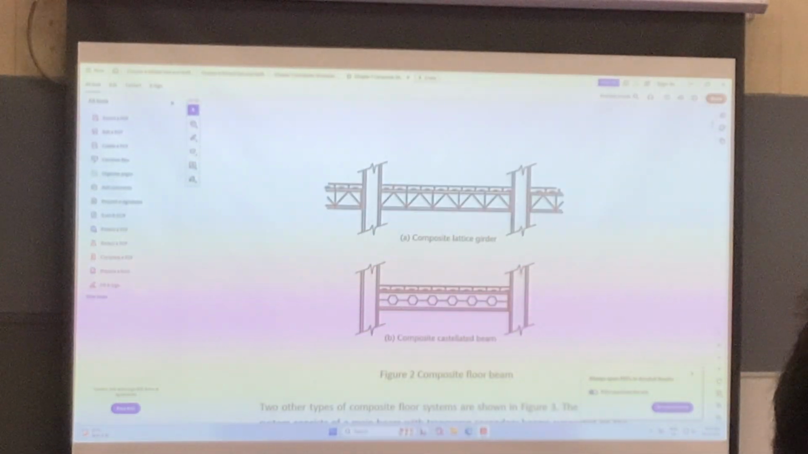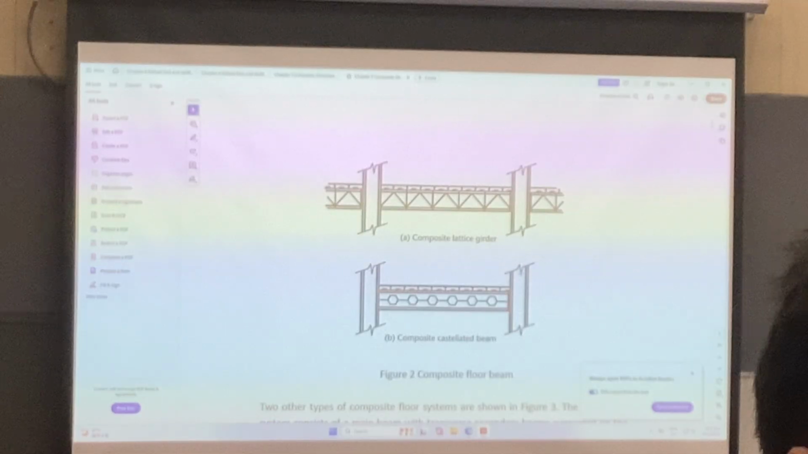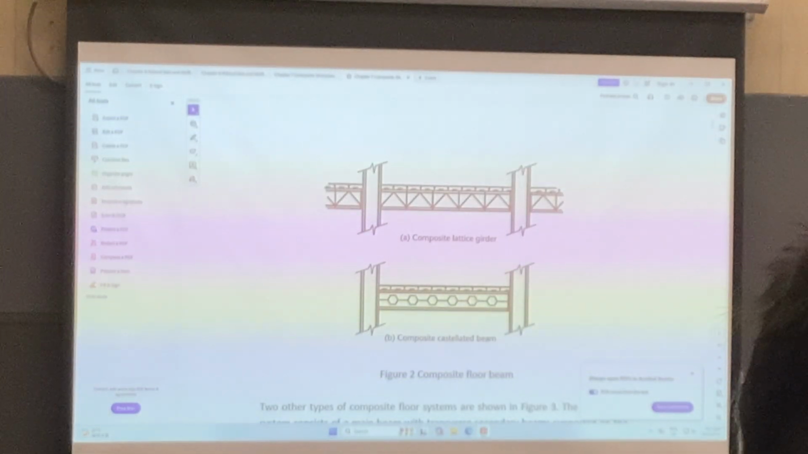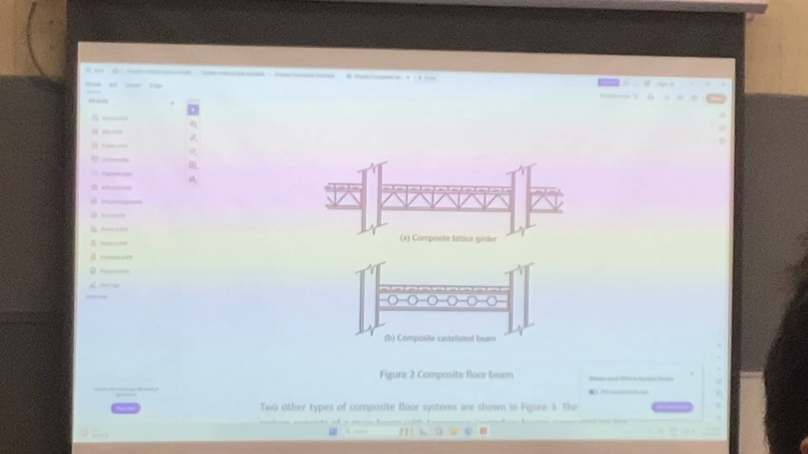And then for the steel beam, basically you can use the lattice girder, just like a truss, or you can use the composite castellated beam. That means the steel beam has some holes within it so that your services can pass through the holes, which reduces the beam depth, okay? Those are both ways for the services to pass through the slab and the beam.